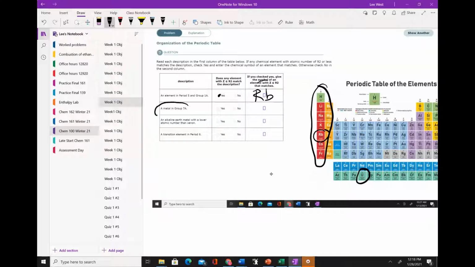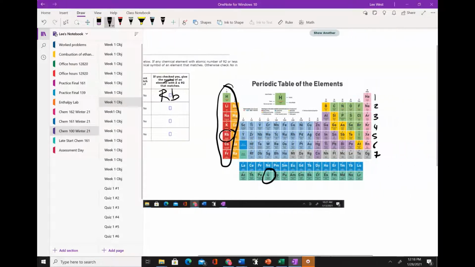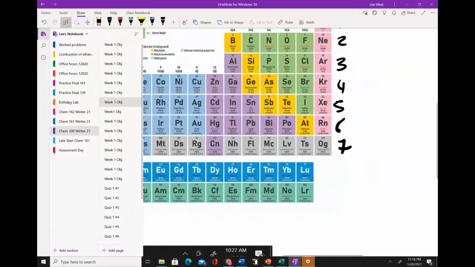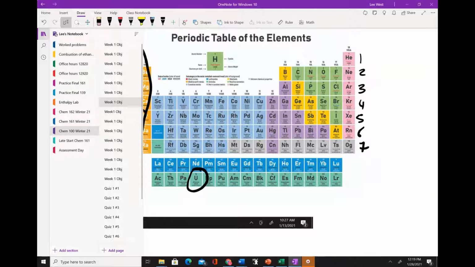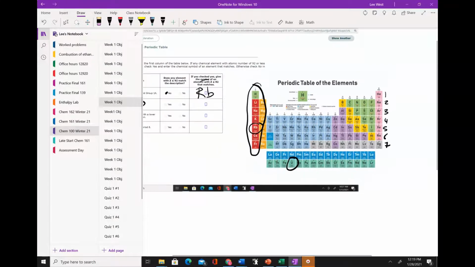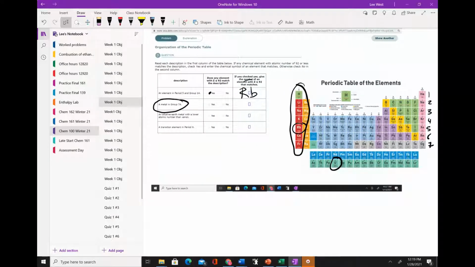So then we want a metal in group 7A. Group 7A is also known as the halogens, and the question is, are there any metals there? So fluorine's a nonmetal, chlorine's a nonmetal, bromine's a nonmetal, iodine's a nonmetal, astatine is a semi-metal. So there is no, and then this element here, which is one of the newly discovered elements, is not actually less than atomic number 92. So there are no elements that meet that criteria. So you get out of that one a little easier.